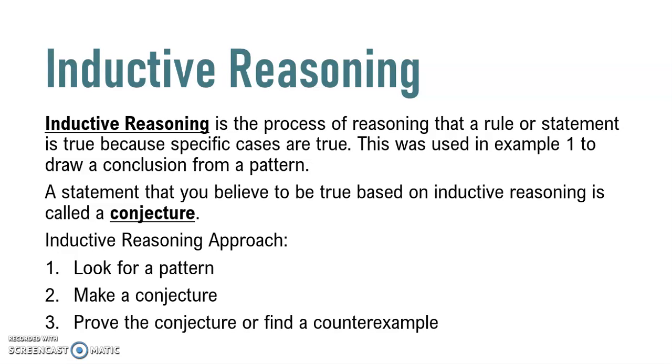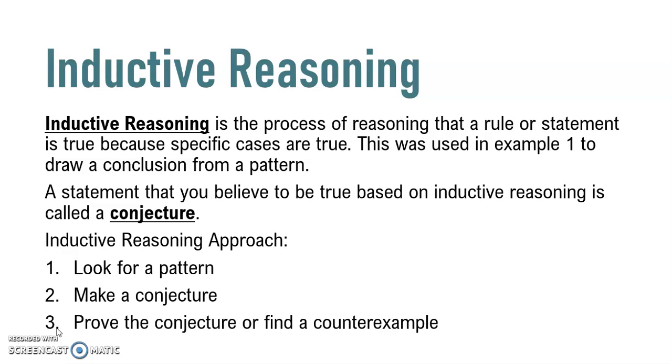It's a statement that you believe to be true based on inductive reasoning. And the inductive reasoning approach follows these 3 steps. You start off by looking for a pattern. So in the previous example on the days, it was Monday, Wednesday, Friday. You look for the pattern. You say, oh, they skipped Tuesday and Thursday. Then you make a conjecture. They're alternating days. They're skipping the day in between. And then 3, you're going to apply the conjecture, show that it's true, or find a reason why it's not.